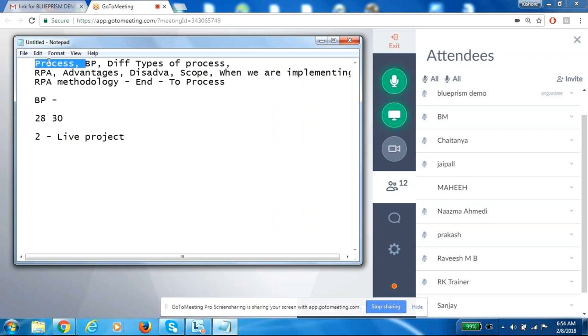So what do you mean by process, Kishore? I wrote exactly the process, and how we are going to complete the process will be clear in the example.